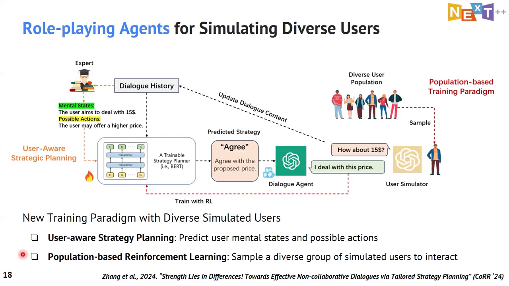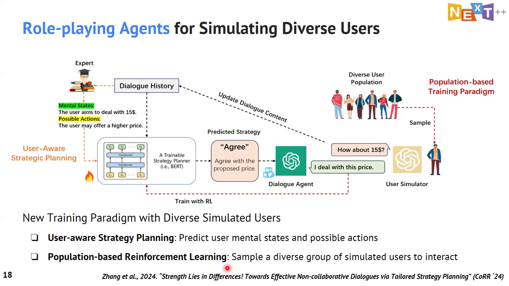First, it contains two main components. The first one is user-aware strategy planning. This framework will first predict user mental states and some possible actions, which represent the user's behaviors. And then it conducts population-based reinforcement learning, which will sample a diverse group of simulated users to interact with the system. In traditional reinforcement learning from AI feedback or human feedback, we have a static user simulator with the LLMs. And in those cases, we will not generalize to different kinds of users.